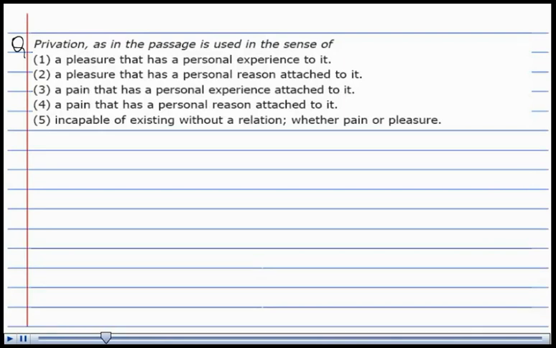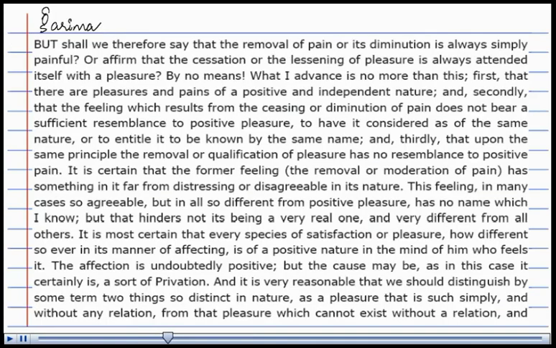The question is, privation as in the passage is used in the sense of. The solution. Now, first of all, we'll refer to the passage. Now here, it is mentioned that it is most certain that every species of satisfaction or pleasure, how different soever in its manner of affecting, is of a positive nature in mind of him who feels it. The affection is undoubtedly positive, but the cause may be, as in the case, it certainly is, sort of privation.